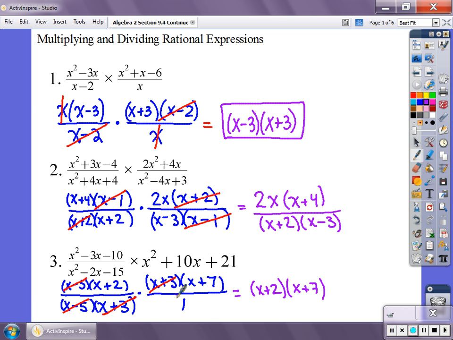And then it's going to be over 1, but I don't have to write the over 1. And you're done there.